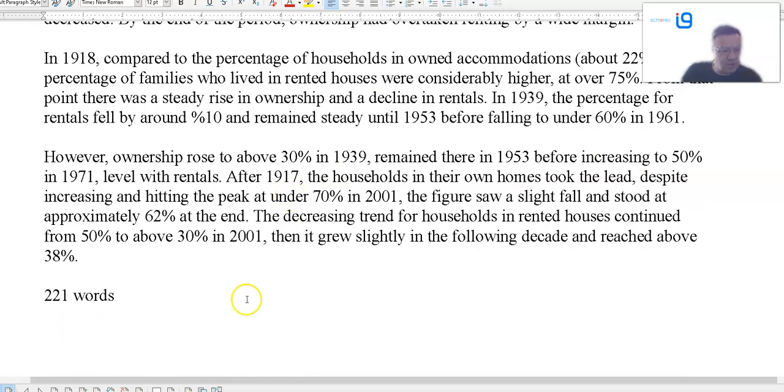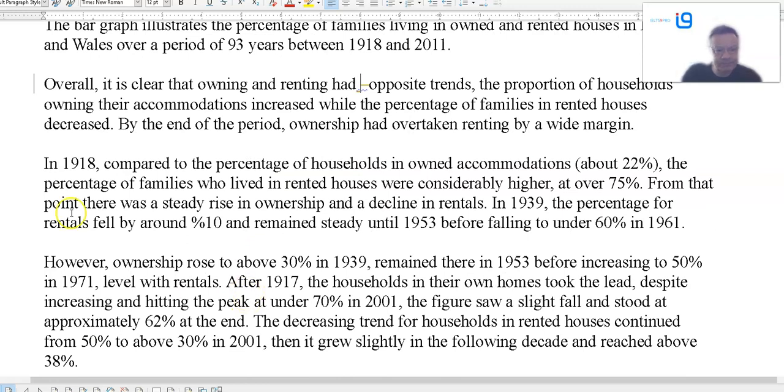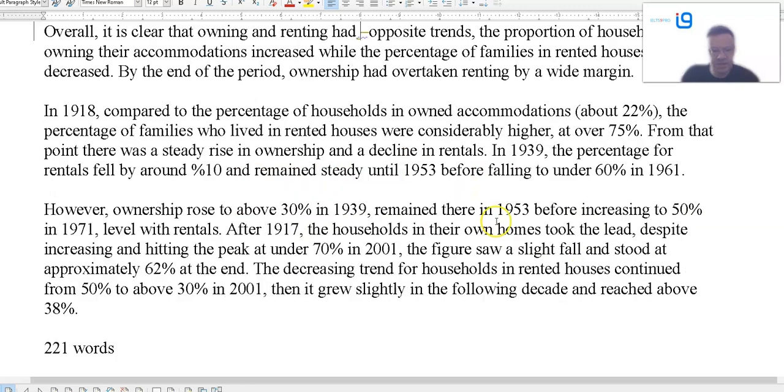This is 221 words, so that could be why it's a little bit longer. The accommodation about 20%, must be higher, 7%. Steady rent, declining rentals, 60%. So ownership rose to 50%. Households in 1917, the households, I thought it was 1918. The households in their own homes took the lead, despite increasing and hitting the peak.